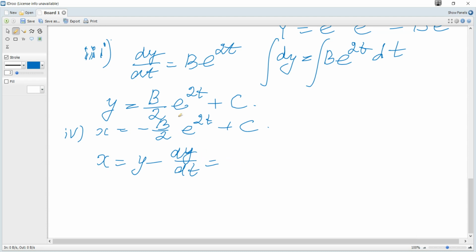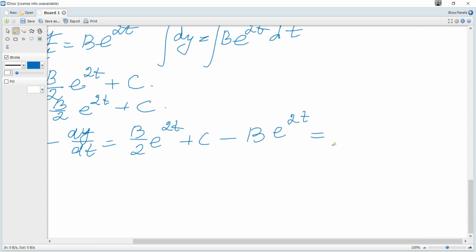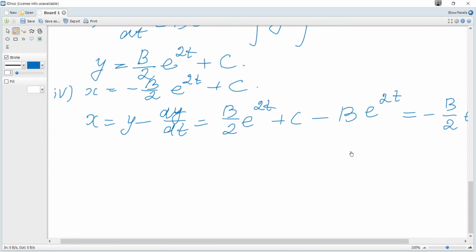and what is y? It's b over 2 e to the power of 2t plus the constant minus dy over dt, it's b e to the power of 2t, and we can see that it becomes negative b over 2 e to the power of 2t plus a constant as required.